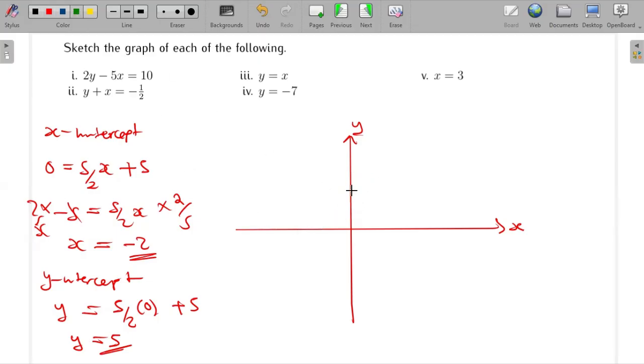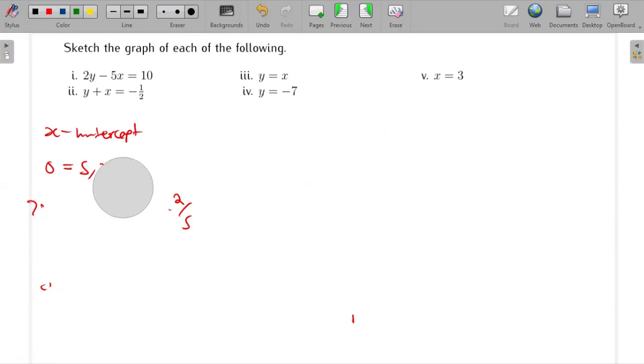So you're just going to draw a line. In this case, it's a slanted line, or a slope. So here you have 5 there, and you have negative 2 somewhere there, where it cuts. So this here is the sketch for the line 2y minus 5x is equal to 10. Okay, so this is how you sketch this one. All right, let us do the second one.